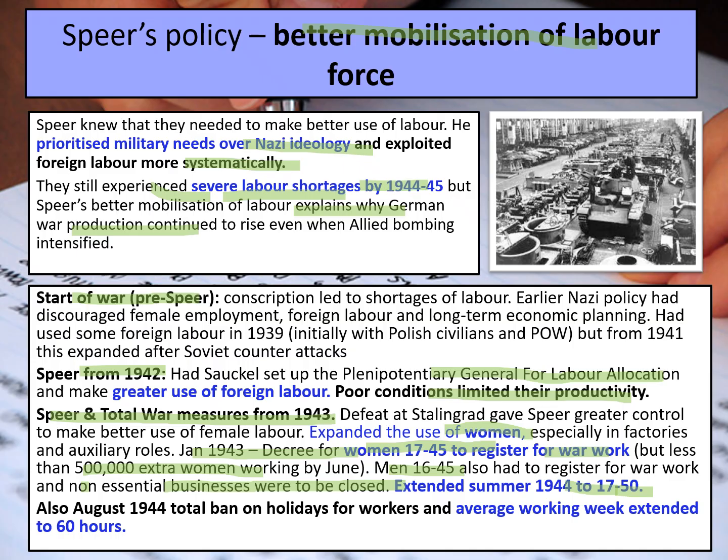He also tries to make sure that he's making better mobilisation of the labour force with workers generally as well. Remember, later on in the war, when things get more desperate after things like the D-Day landings, there are some changes for the workers as well, where there's the total ban on holidays for workers. The average working week is extended to 60 hours. And remember, they also switched to a piecework system rather than hourly pay.